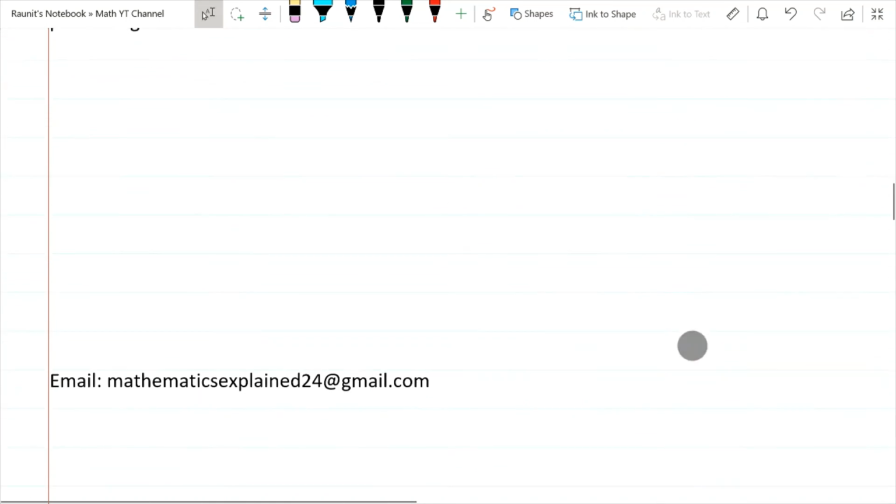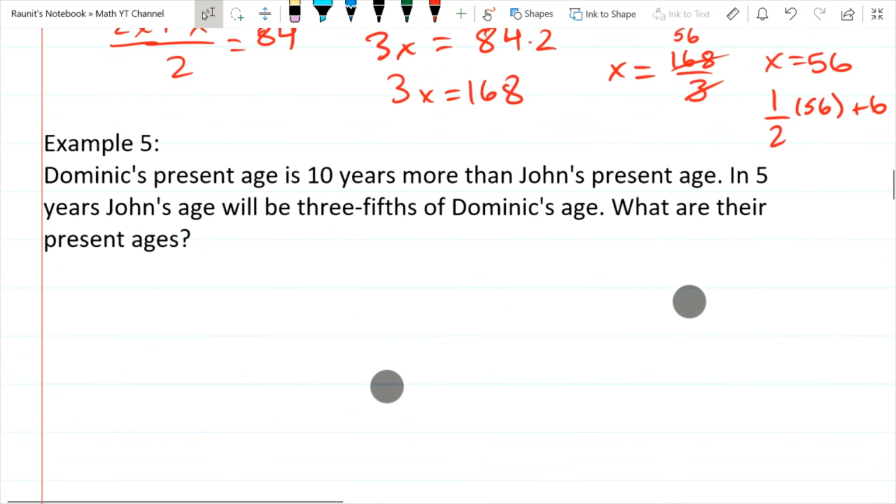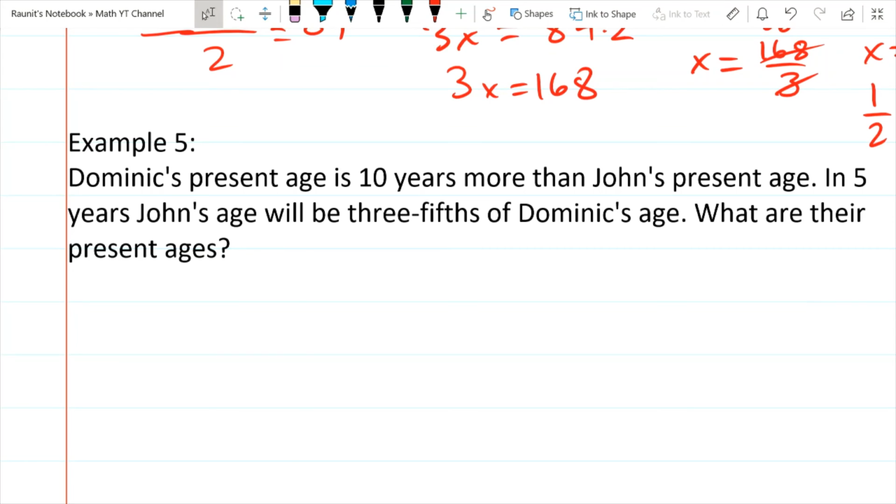So this is going to be our last example here, example number 5. Dominic's present age is 10 years more than John's present age. In 5 years, John's age will be 3/5 of Dominic's age. What are their present ages?